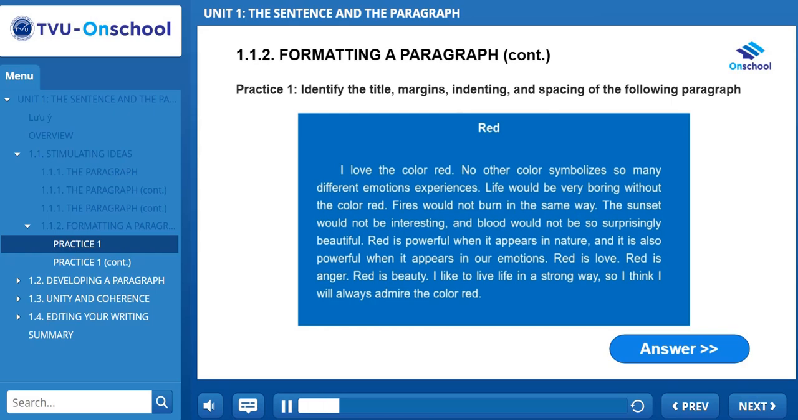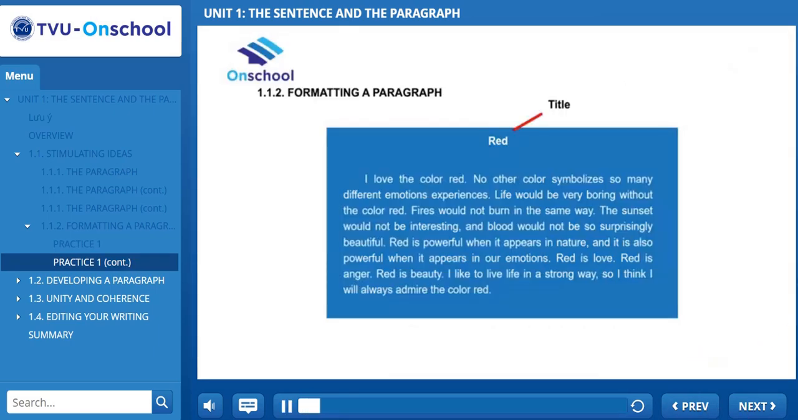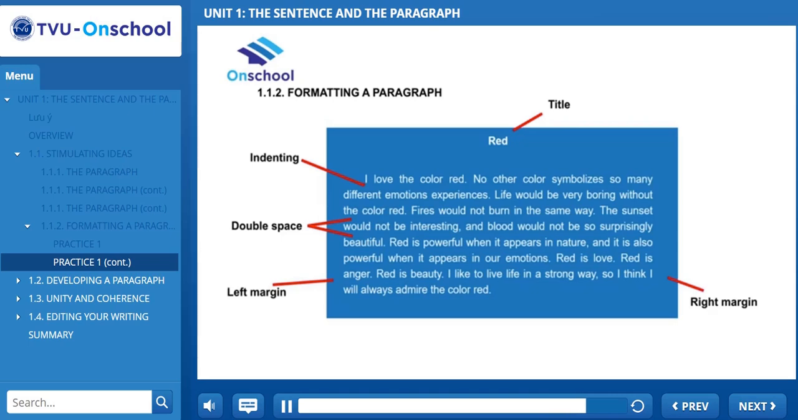To help you understand how a paragraph is formatted, let's do practice 1. Identify the title, margins, indenting and spacing of the paragraph on the slide. As you can see, red is the title of the paragraph. Then, the first word of the paragraph is indented. Lines of the paragraph are double-spaced to help the reader read the text more easily. There are margins on the left and on the right of the paragraph.